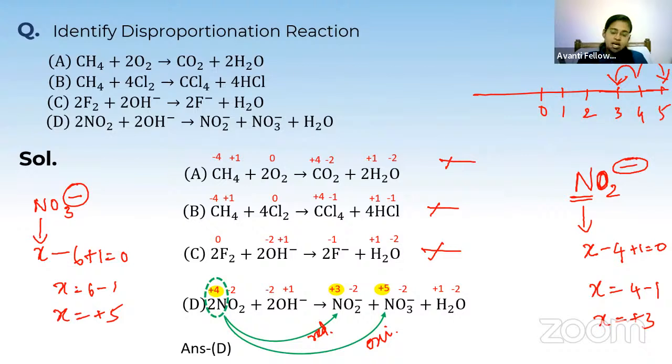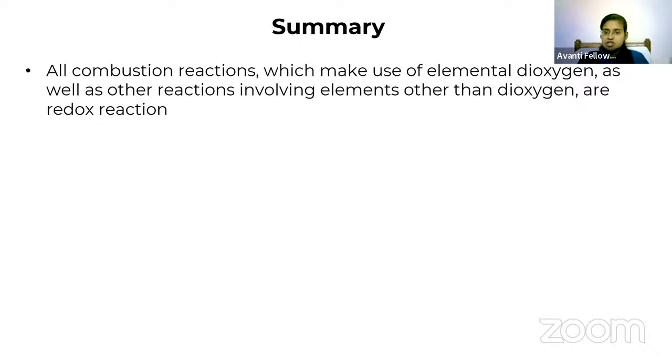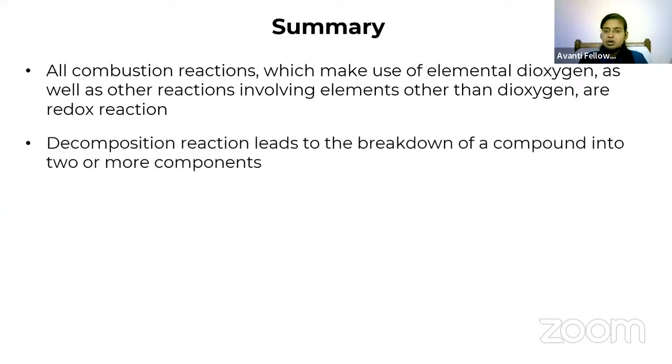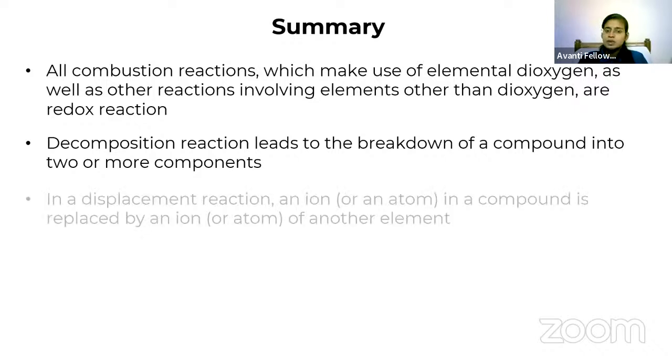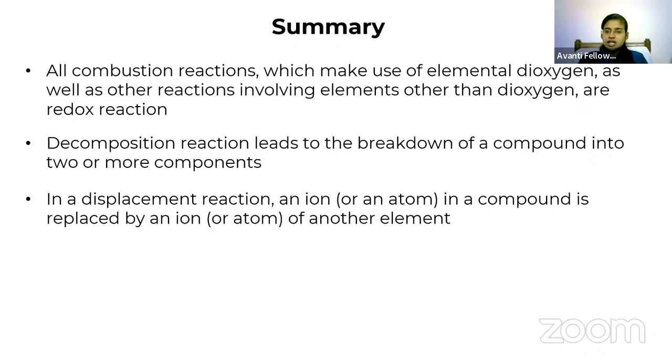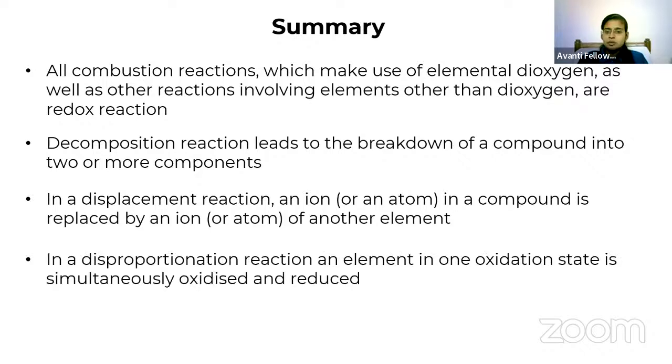So here we are concluding the types of redox reactions topic. Let me summarize again. Combustion reactions, which make use of elemental dioxygen as well as other reactions involving elements other than dioxygen, are redox reactions. Decomposition reaction leads to breakdown of a compound into two or more components. In a displacement reaction, one element in a compound is replaced by another element. In disproportionation, an element in one oxidation state is simultaneously oxidized and reduced. So this is the summary of the types of redox reactions.